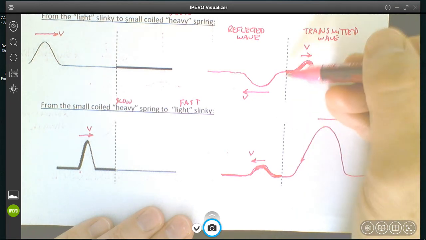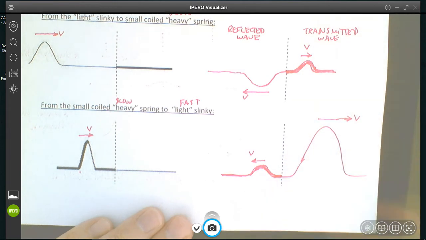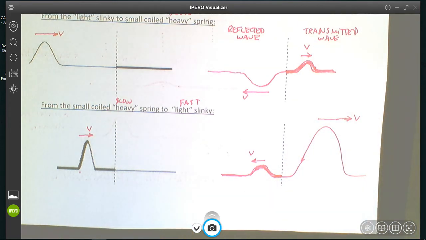And if it hits a hard boundary, it reflects back on the opposite side, or if it hits a soft boundary, like this, on the same side. Now, this happens with everything. This happens with light. It happens with sound. It happens with any wave that exists in the universe. This will happen if waves travel from one material into another.